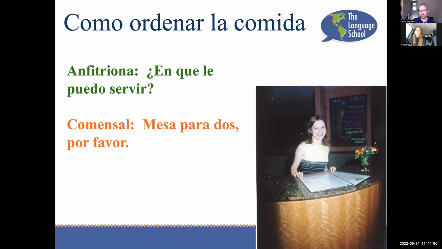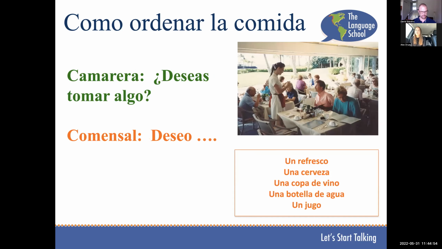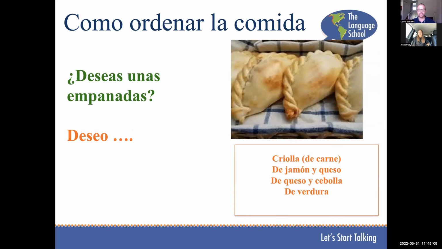Hola, ¿en qué le puedo servir? Mesa para dos, por favor. ¿Deseas tomar algo? Deseo una botella de agua. Botella de agua. ¿Y deseas unas empanadas? Deseo.